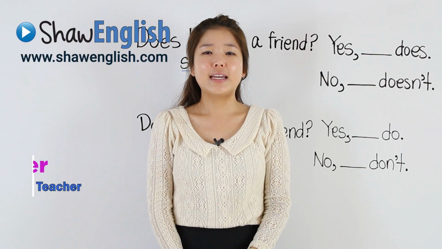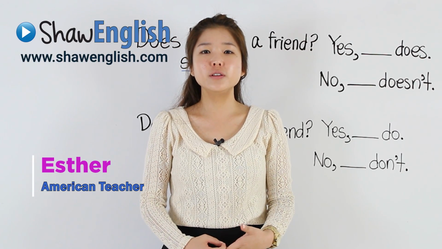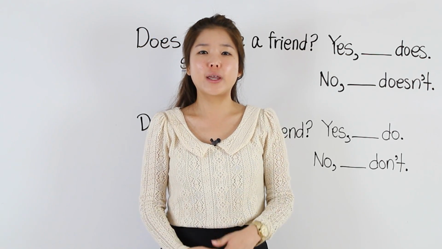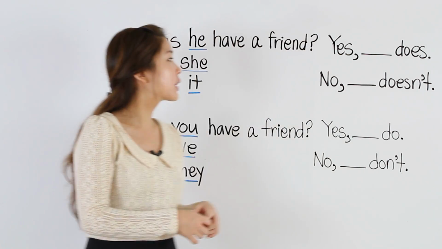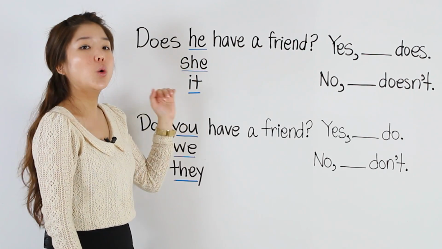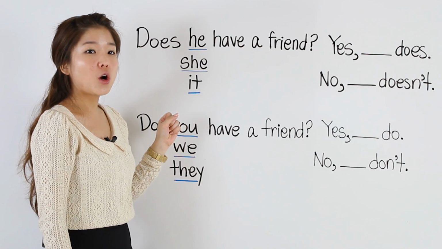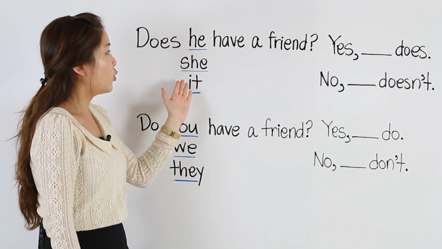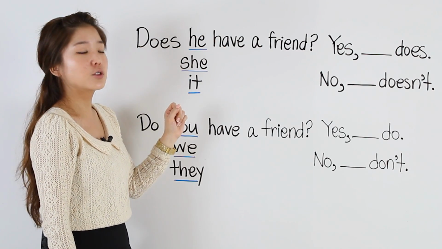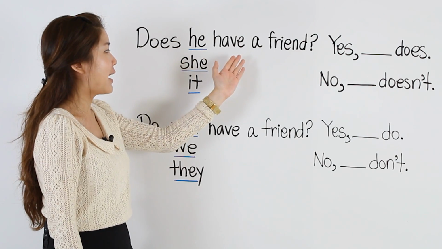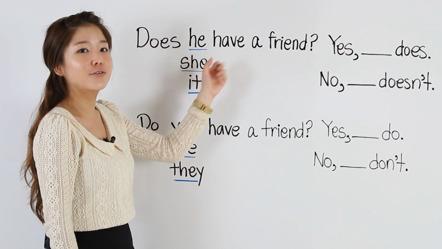Hi everybody! In this video, we're going to learn how to ask questions using have. Okay, let's look at the board. When we are talking about he, she, or it, the question always begins with does. After the pronoun, we have. So we say, does he have? Does she have? Does it have?